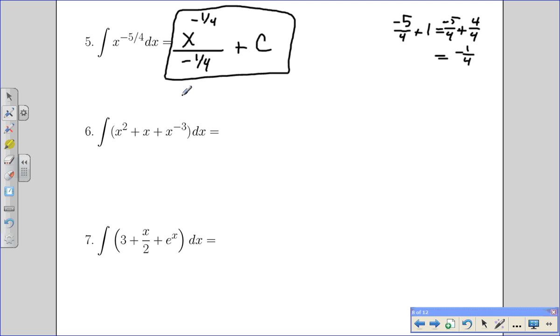Here again, a lot of times you'll see this simplified. If you have a fraction in the denominator, you can flip it over and bring it to the numerator. So you might get something that looks like negative 4 x to the negative 1/4 plus c. Also the correct answer, and then involves fewer fractions.